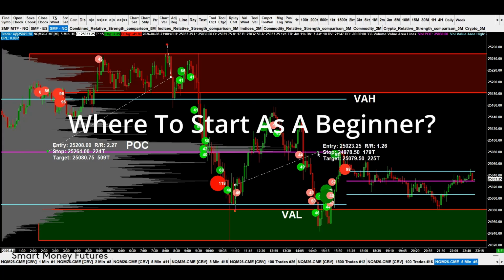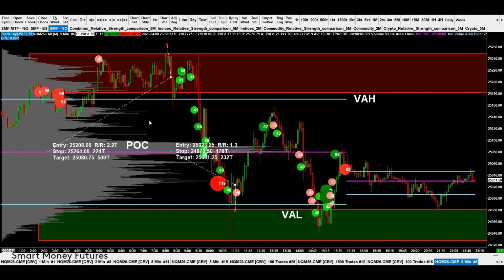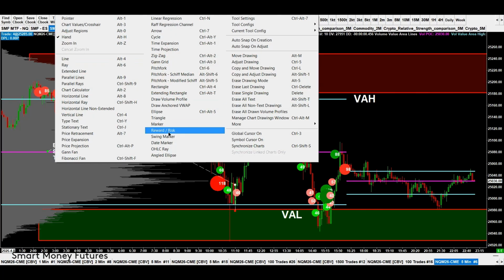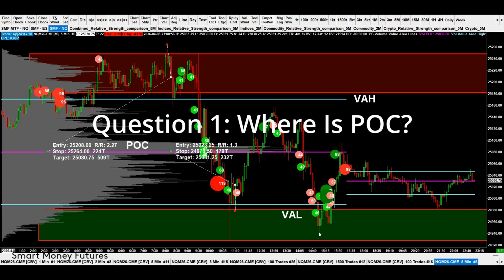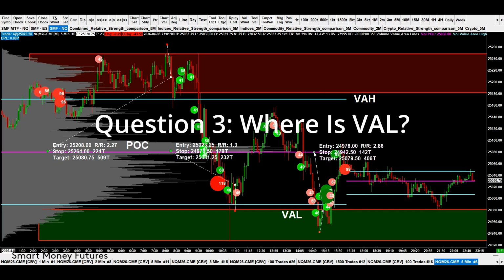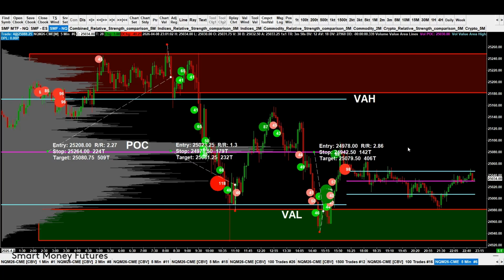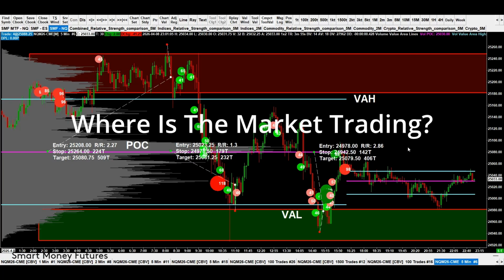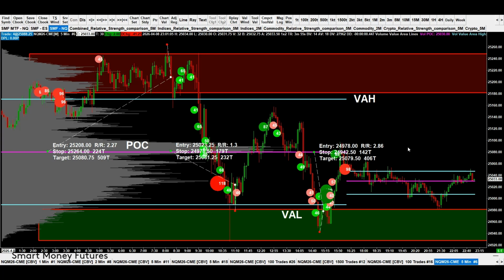Where to start as a beginner? If you are new to volume profile, do not overcomplicate this. Start with 3 questions every day. Where is POC? Where is VAH? Where is VAL? Then ask, is the market trading inside value, outside value, or attempting to move value? And finally, at the extremes, is the market showing acceptance or rejection?